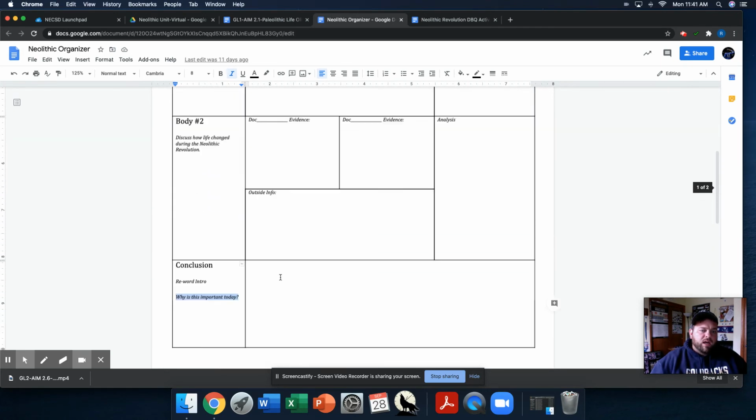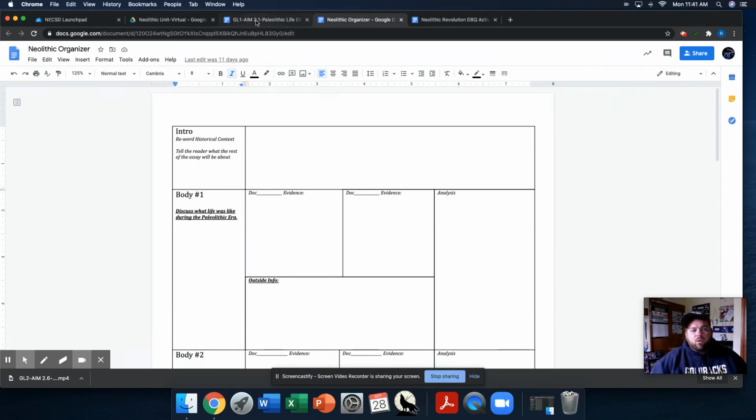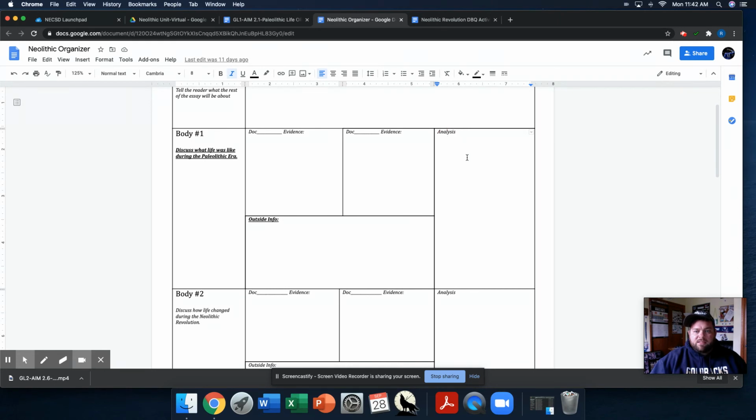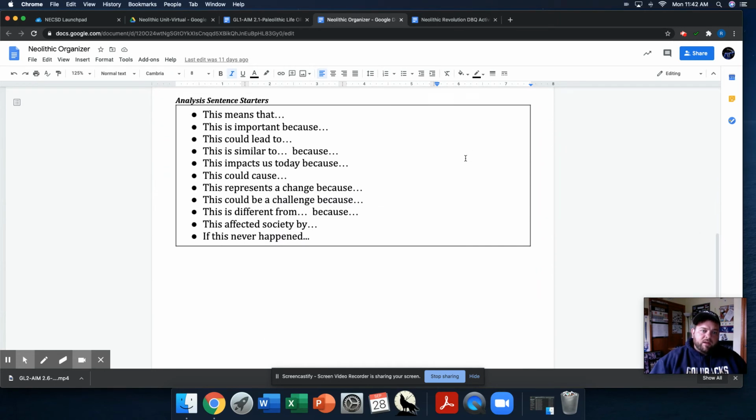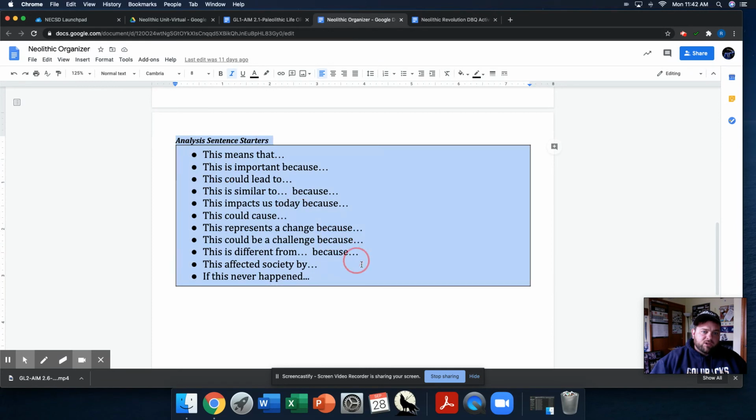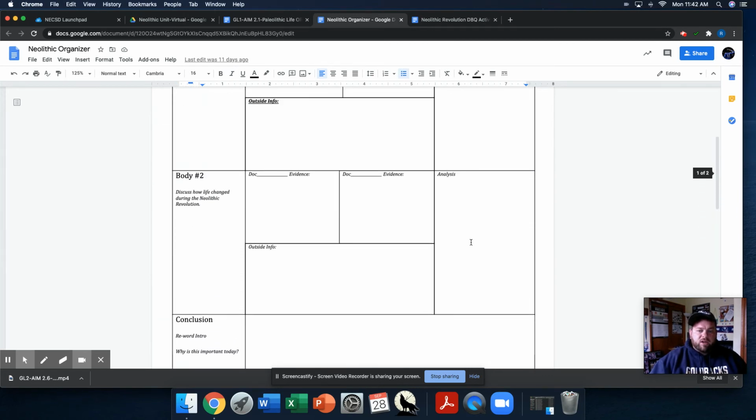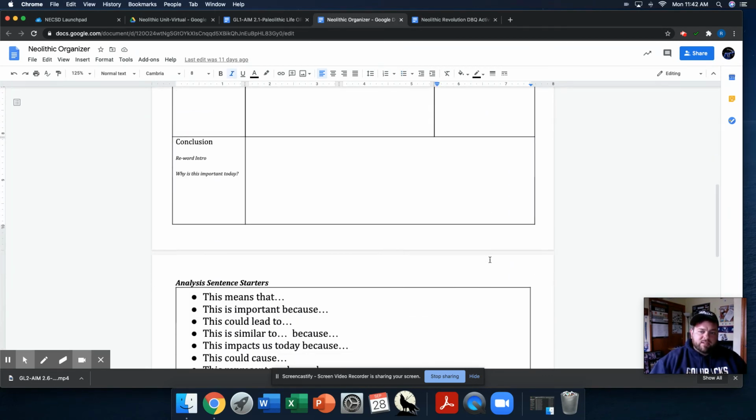So a quick word on analysis. Now, I know we discussed analysis a little bit, and we said it's tricky to understand, and that analysis is an inference that we can make about the topic based on the information we are discussing. So over here in each body paragraph, there's a box dedicated to analysis. At the bottom of your graphic organizer, I also included a whole bunch of analysis sentence starters. These are sentence stems that we can use to incorporate analysis into our essays in these boxes here.